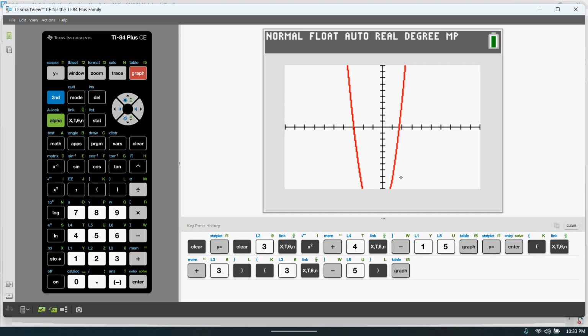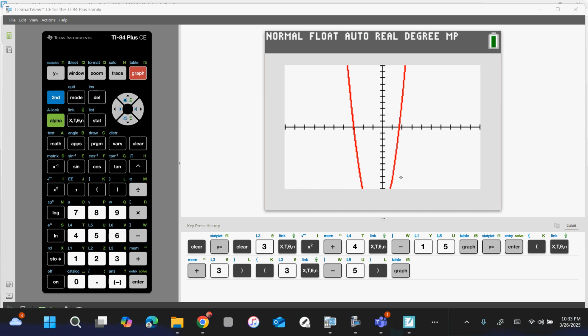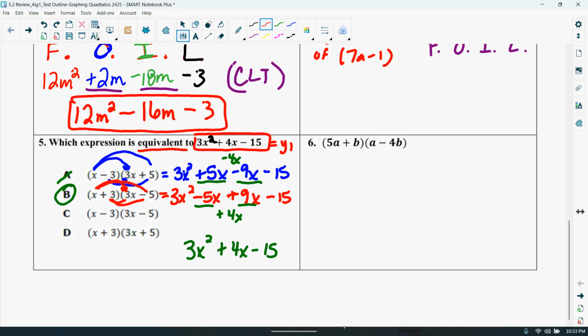So this is just a method you could use if you're not confident with your FOIL or your work. It's just a way to check. Even if you are confident, you should always check your work. It's just a way to check to see that you're doing it correctly.